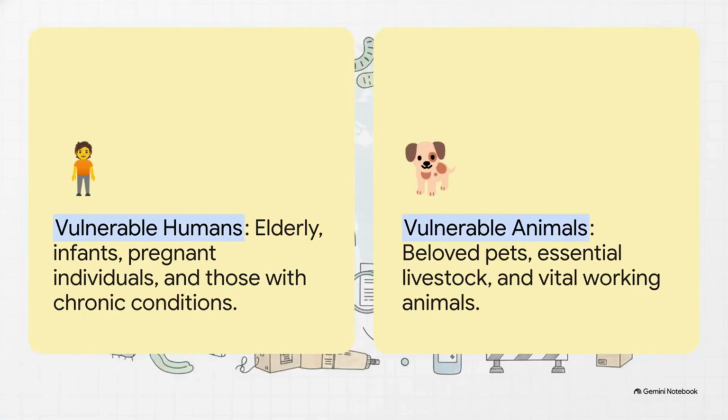Now, what's really interesting about this is how we define who is vulnerable. We obviously, and rightfully, focus on vulnerable humans, the elderly, infants, those with chronic conditions. But what about our furry friends? Disaster science demands we also look at vulnerable animals. Whether we're talking about beloved family pets, essential livestock, or vital working animals, their lives are totally intertwined with ours. Ignoring their needs in our disaster prep actually undermines the whole community's recovery and health.